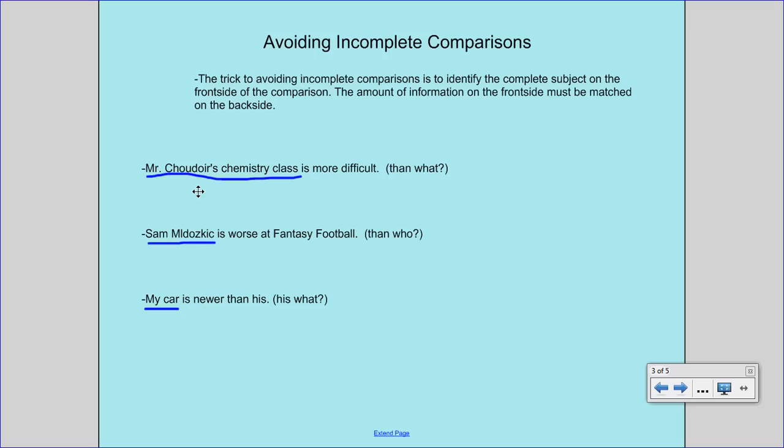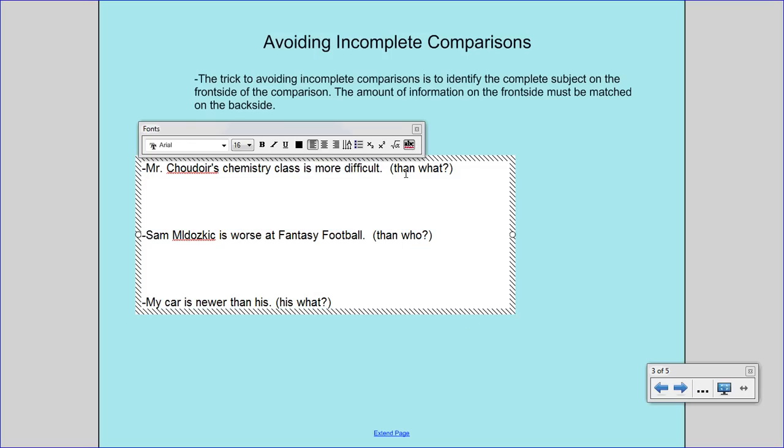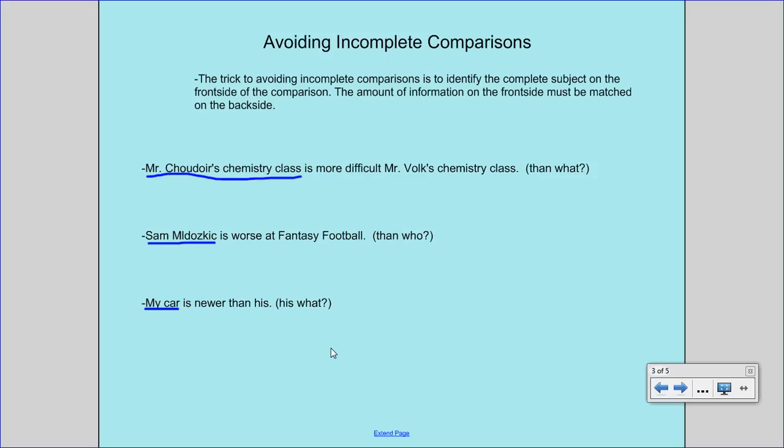So for instance, in our first sentence, it's Mr. Shador's chemistry class. That is the complete subject. So if we're going to correct that, even if we said Mr. Vokes, well, that's not enough information because this says chemistry class. So even if it were Mr. Vokes' chemistry class, we still need that information because without it, you're not telling the reader specifically what class it is. So you need to include the same amount of information.